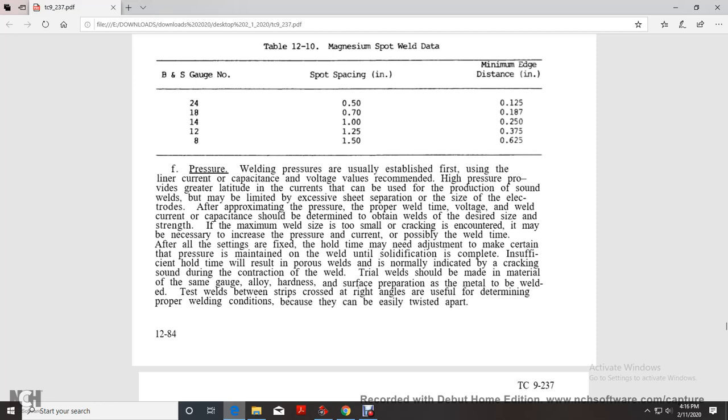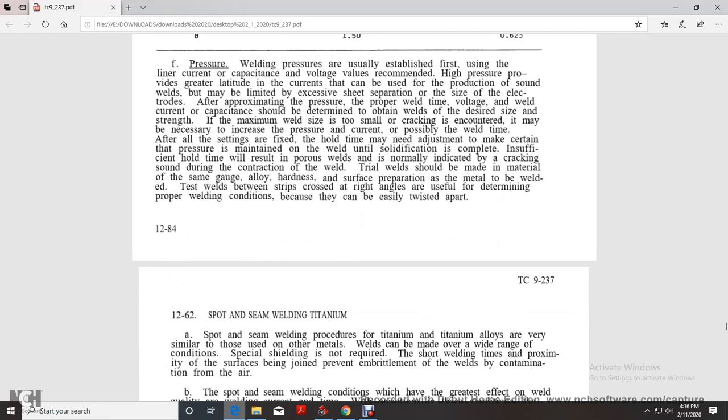until the weld solidification is complete. Insufficient hold time will result in a porous weld, normally indicated by cracking during contraction of the weld. The trial welds should be made in material of the same gauge, alloy, hardness, and surface preparation as the metal to be welded. Test welds between strips crossed at right angles are useful in determining the proper weld condition, but should be avoided because they can easily twist apart.